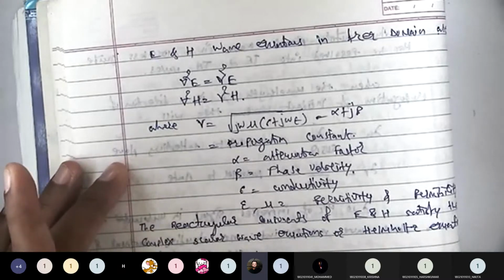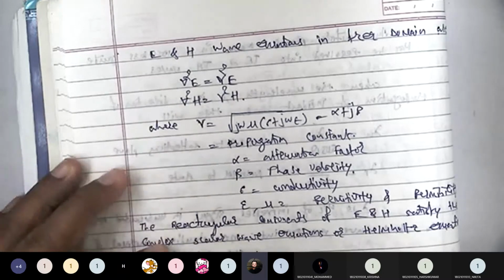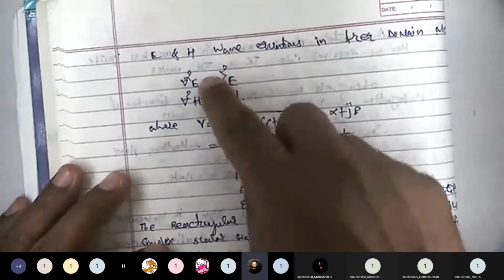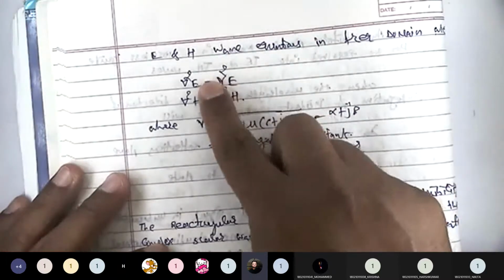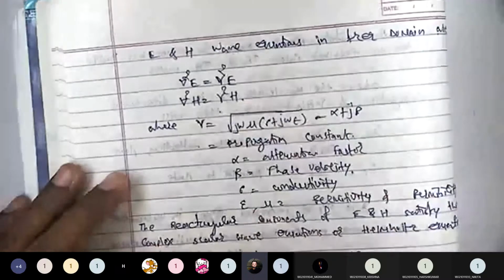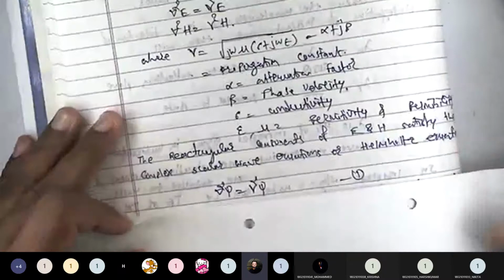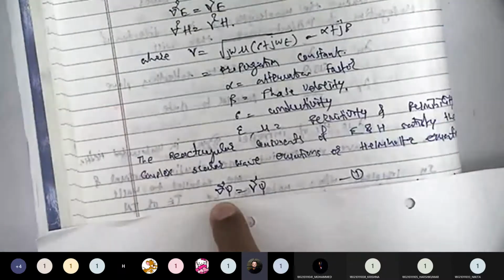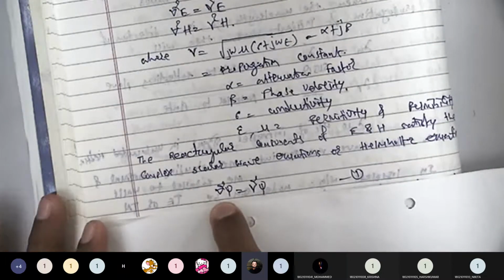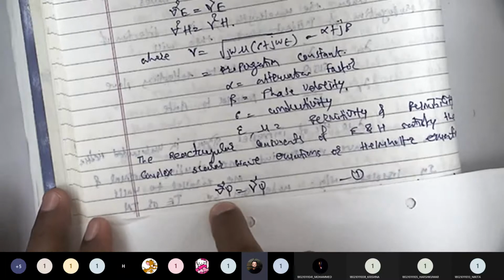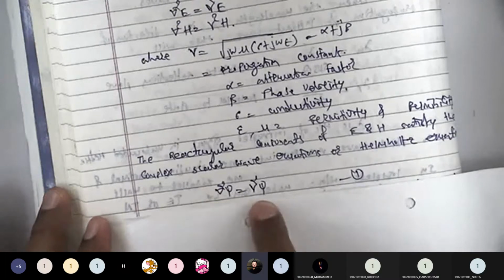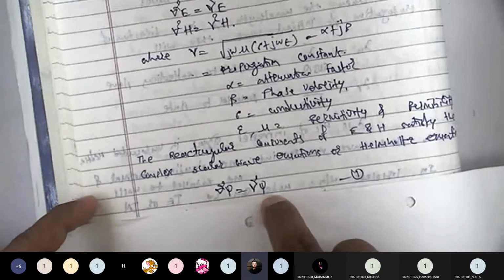For solving these equations, let us add one variable here. What I did first of all is replace this E and H by some psi. So now we have one new wave equation, which will be considered a complex scalar wave equation, where psi is the variable that I replaced instead of the E field and the H field.